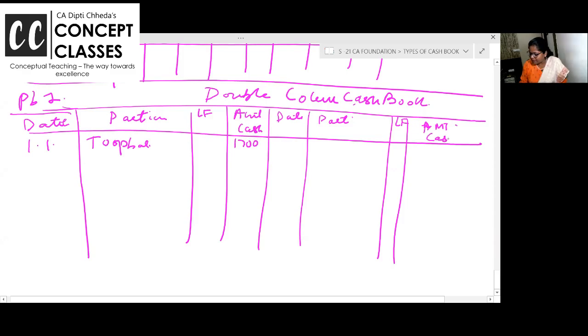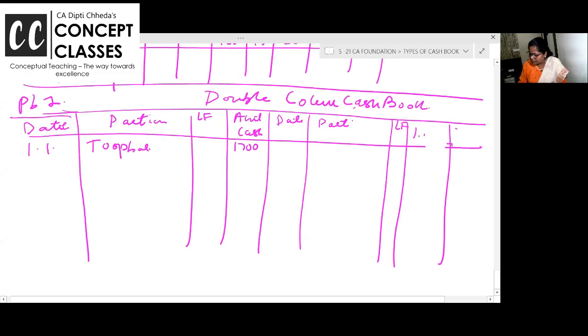I said we are making one more. So we will make one more column for the discount. दोनों साइड बना दो एक छोटा कॉलम. This is discount received and cash. और यहाँ भी छोटा बना दो discount allowed. Ledger folio is just a formality what we are doing. ठीक है?